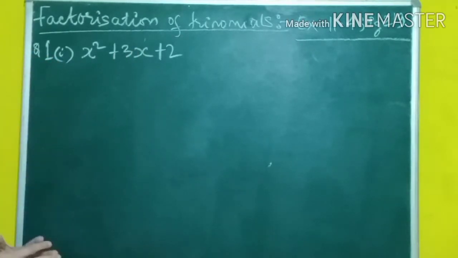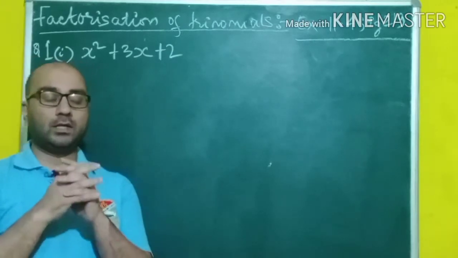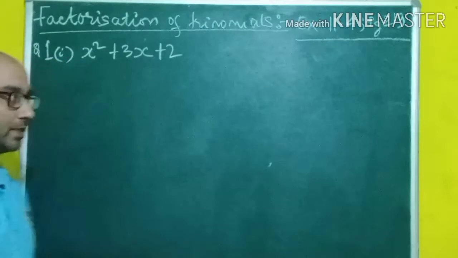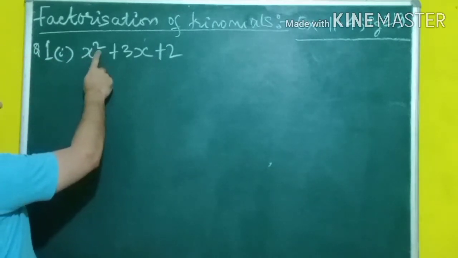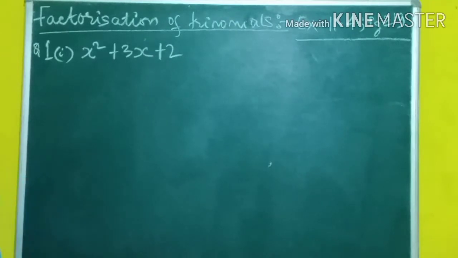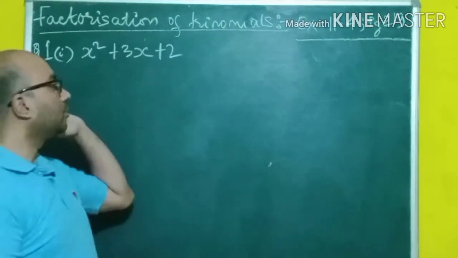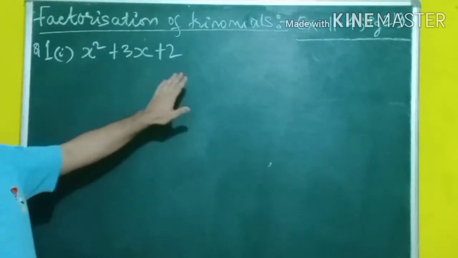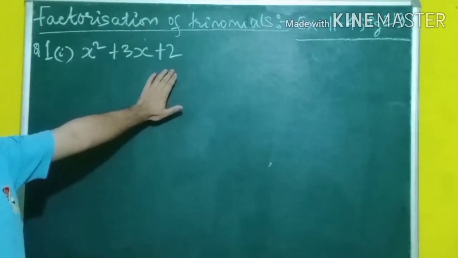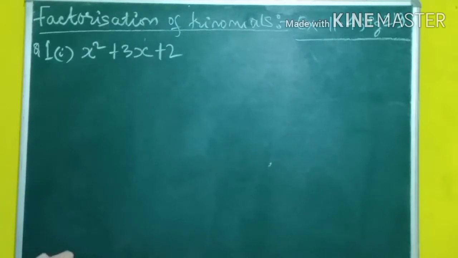As soon as any question is given to you, we will arrange it in descending order of the power. That means the square will come first, then the x to the power of 1, and then the number. After you have arranged it in decreasing order of the power, we will follow a few simple steps to factorize this trinomial. Let us see the first thing.